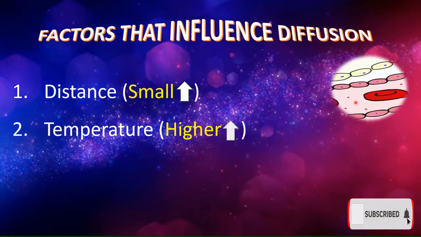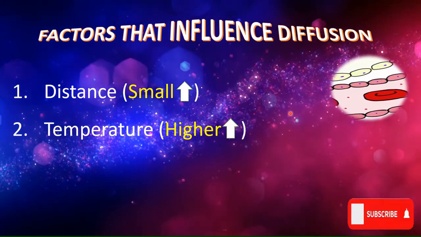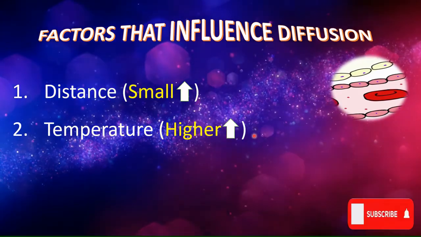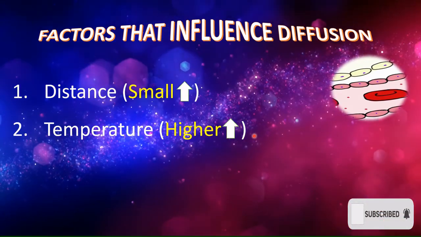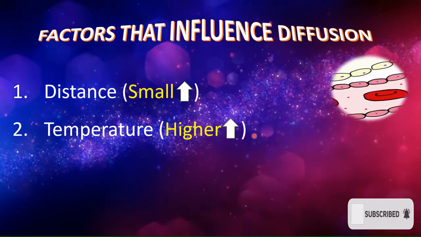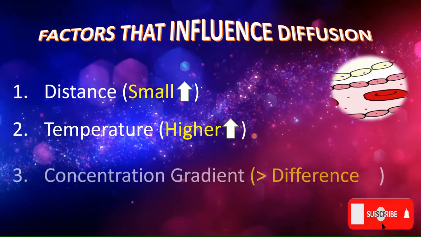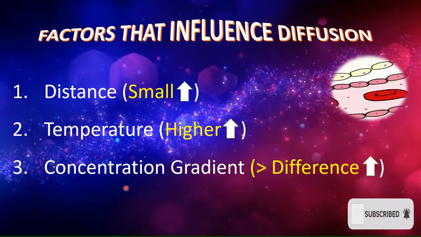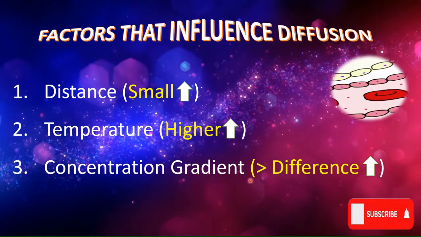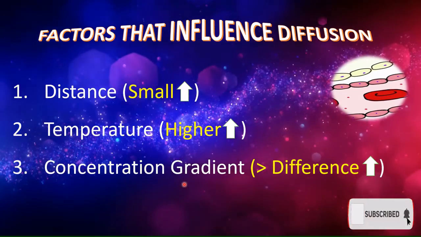Temperature. If there is a higher temperature, the molecules move faster, which increases the rate of movement, so the rate of diffusion will be higher. Concentration gradient. If the difference between the two concentrations is greater, then the rate of diffusion would be higher.